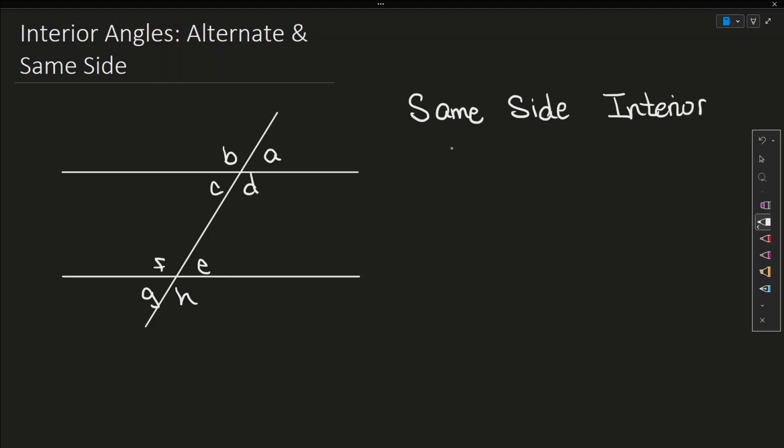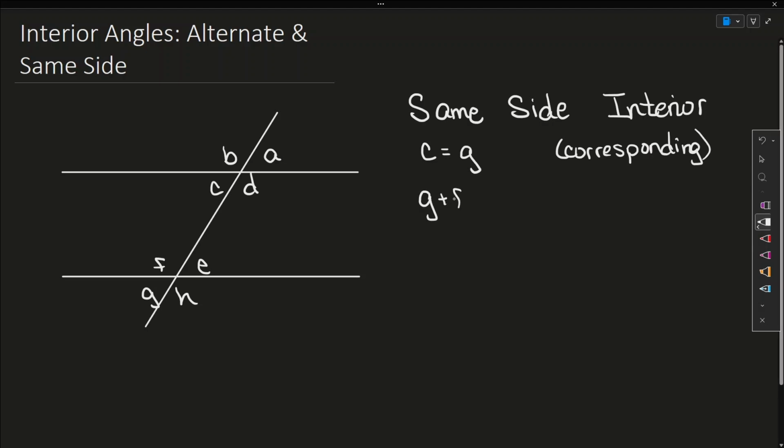For our second fact, we're going to look at the same side interior angles, like C and F. So once again, C is equal to G, and that comes from those corresponding angles always being congruent whenever we have parallel lines. Something else we know is that G plus F is equal to 180 degrees. That's because together they form a straight line.